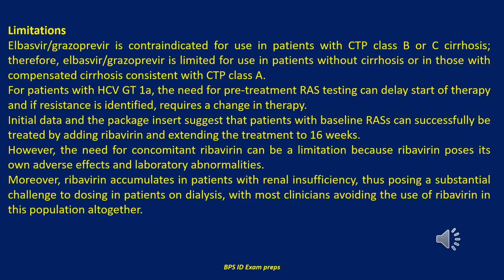Initial data and the package insert suggest that patients with baseline RASs can successfully be treated by adding ribavirin and extending the treatment to 16 weeks. However, the need for concomitant ribavirin can be a limitation because ribavirin poses its own adverse effects and laboratory abnormalities. Moreover, ribavirin accumulates in patients with renal insufficiency, thus posing a substantial challenge to dosing in patients on dialysis, with most clinicians avoiding the use of ribavirin in this population altogether.